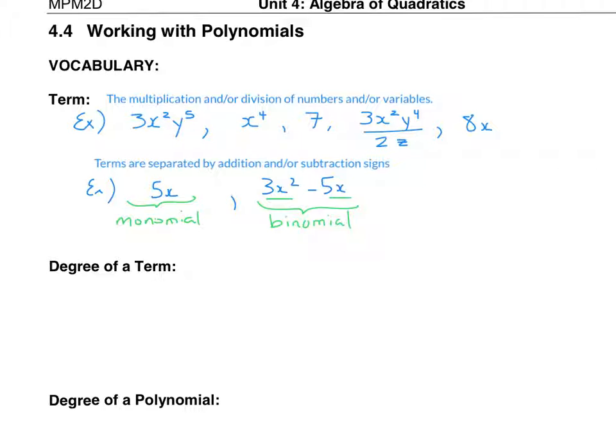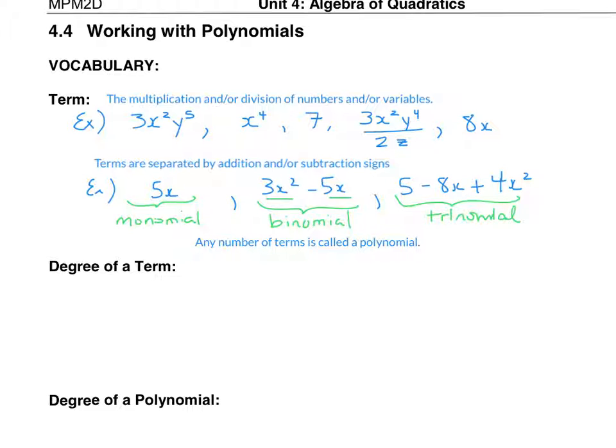And if we have three terms, we're going to have a trinomial. So for example, we could have 5 take away 8x plus 4x squared, for example. None of those can be collected because they're not like terms, and that's called a trinomial. Okay, and if you have more than 3 terms, but any number of terms is in general called a polynomial.